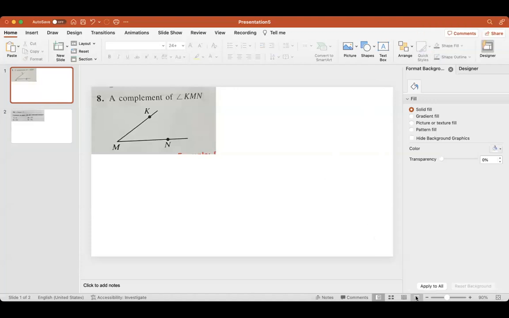Okay, so here is 8 through 12. So 8 says make a complement of that angle right there. So let's remember what it means to be a complement. If you're a complement, that means you equal 90 degrees. That means two angles that when you sum them up, they equal 90 degrees. So how would you make a complement of this angle right here?